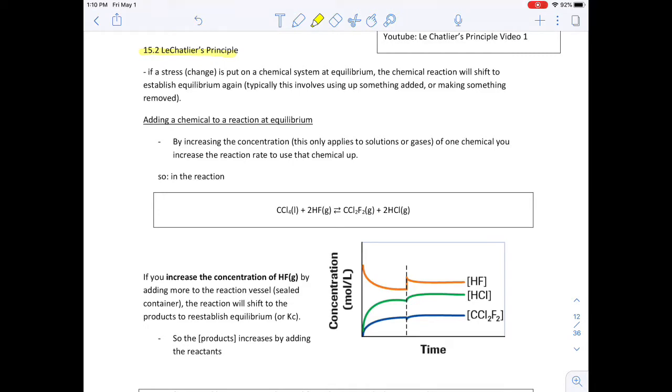So Le Chatelier's principle: if a stress or a change is put on a chemical system at equilibrium, the chemical reaction will shift to establish equilibrium again. Typically, this involves using something up or making something that was removed. That last little bit is at the heart of a lot of this discussion. If you remove something, it's got to be replaced to get back to equilibrium, or if you add something, it needs to get used up.